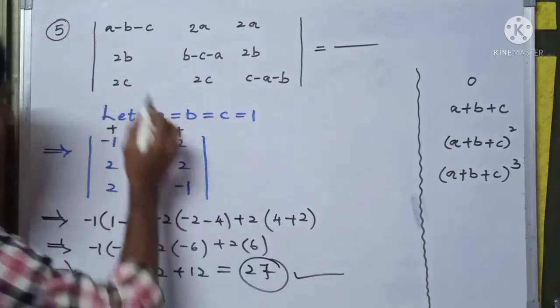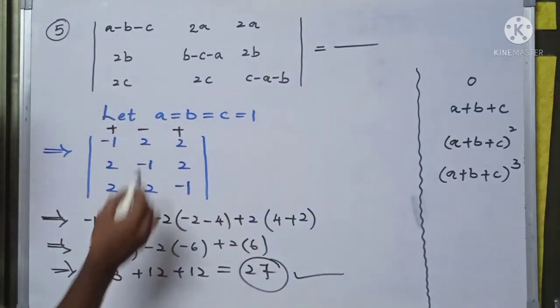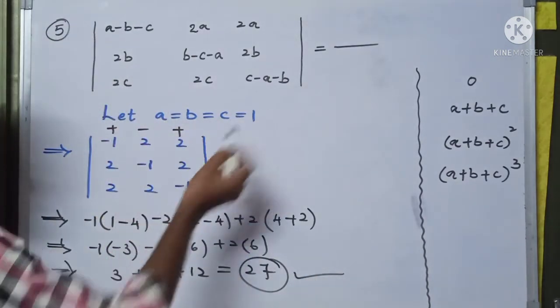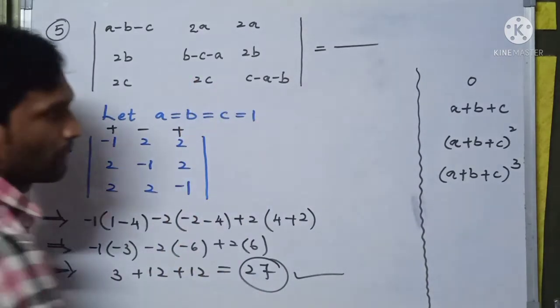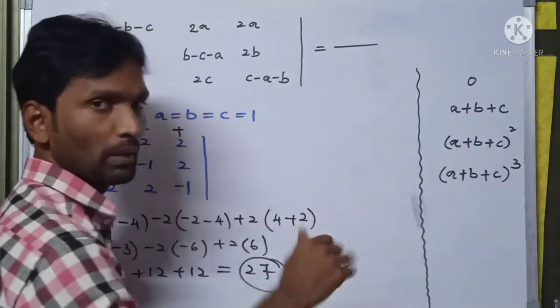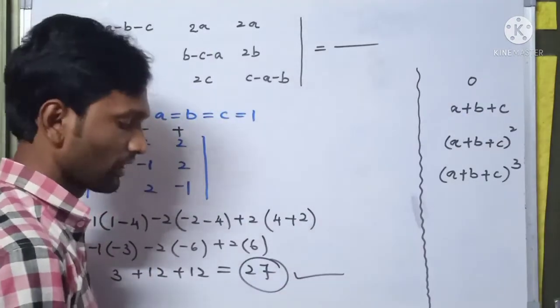So this is the value of the given determinant by taking the values of A, B, C equals 1. The given determinant value is 27, so now we need to check where the options also give 27.